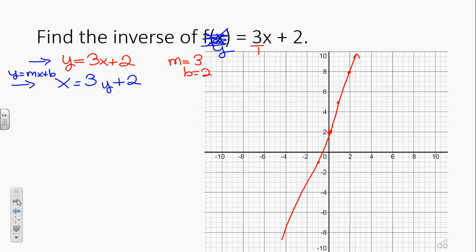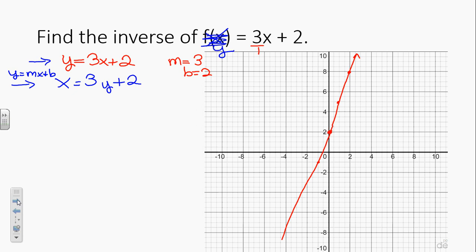We want it to look like the original, don't we? But we had to switch the x's and y's to get the inverse, right? So how can we get it to look like the original? Yeah, we don't need a 3y, we want a 1y, don't we? And we don't want a 2 hanging out with it. We want that to be on the other side, don't we? Okay. So the reason this is powerful is the y is all by itself. So what can we do to get the y by itself?